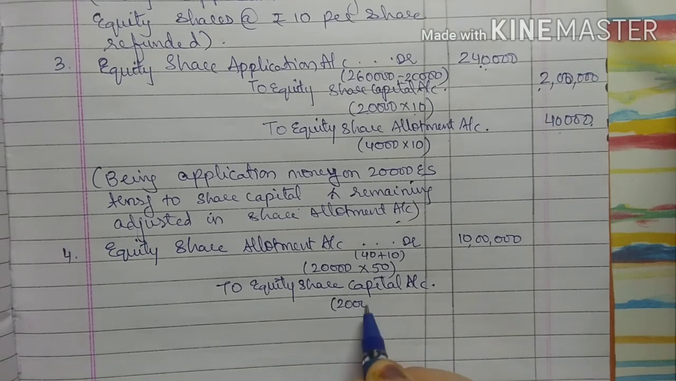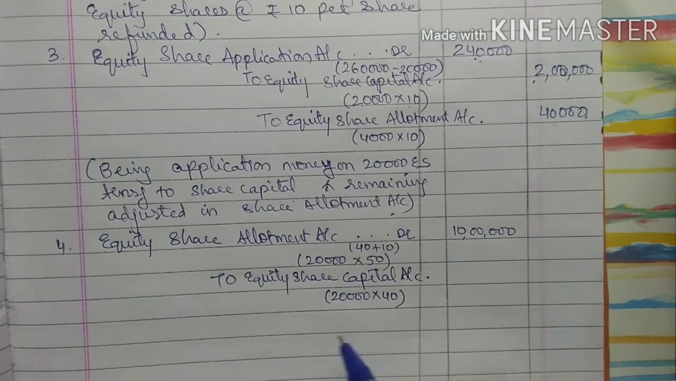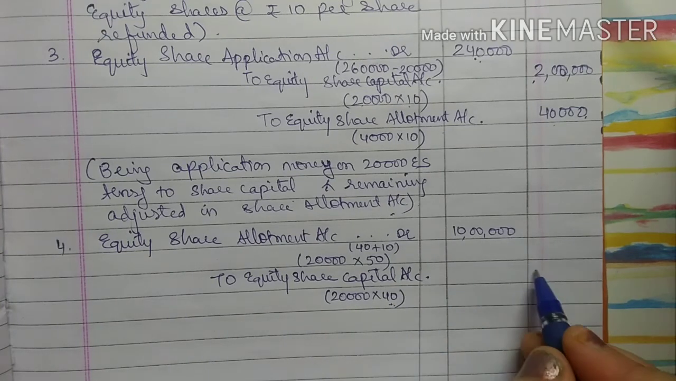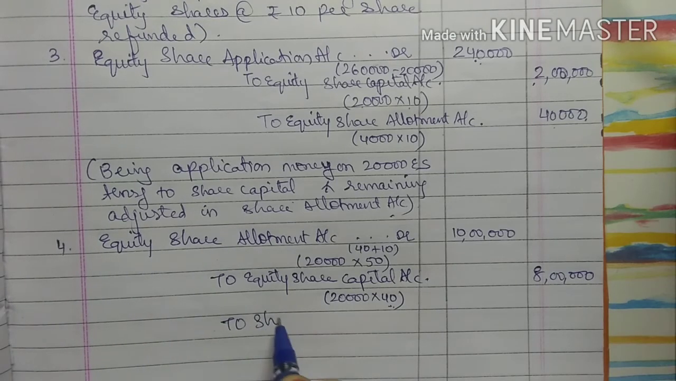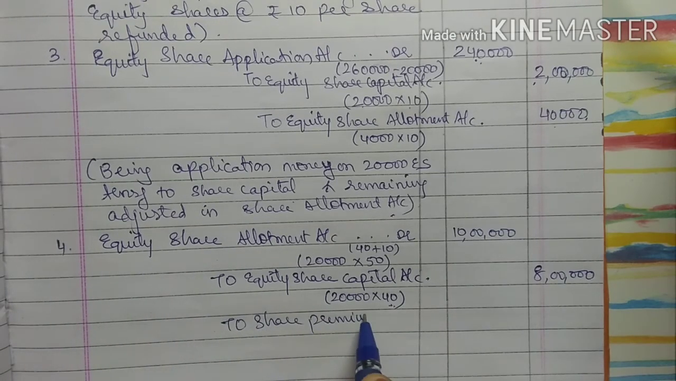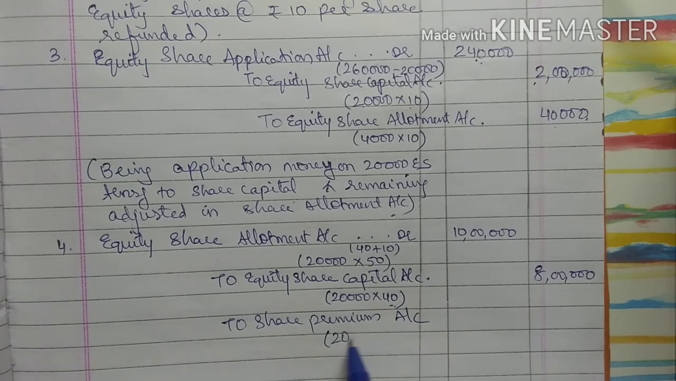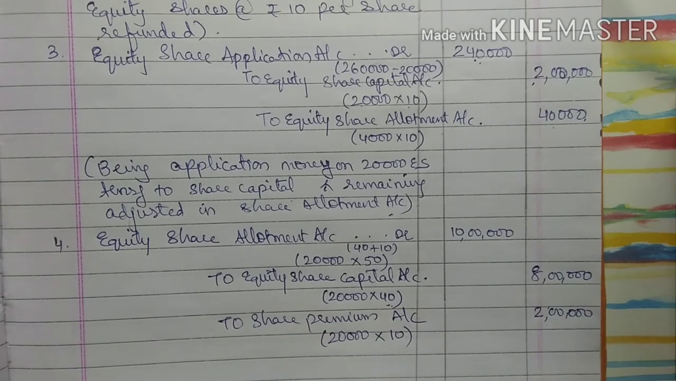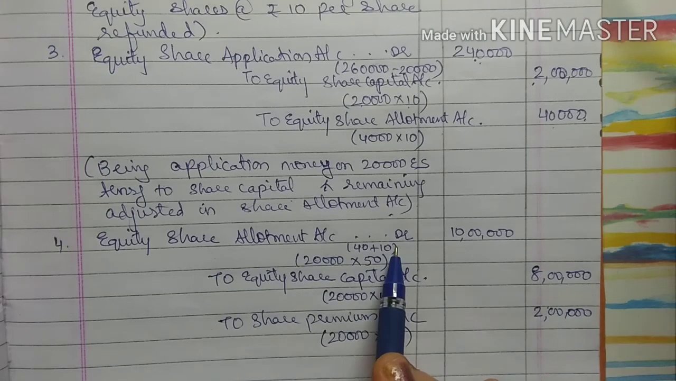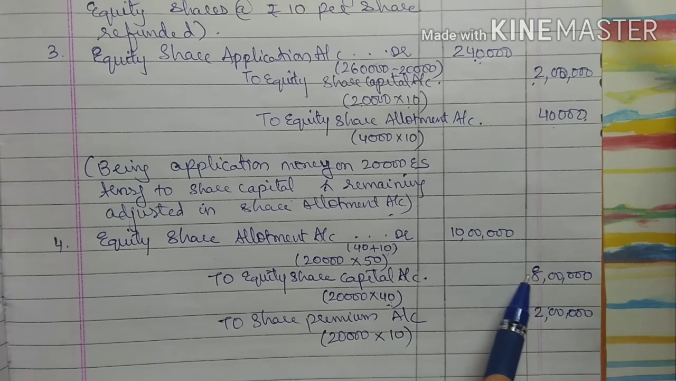So on 20,000 shares, how much allotment money do we need? 40 rupees per share. So that is how much? 8 lakh. And to share premium account, on 20,000 shares the premium was 10 rupees per share, so that is how much? 2 lakh, right? So equity share allotment account means this has been called 50 rupees, but the bifurcation is 40 will go to the equity share capital account and 10 rupees will go to the share premium account.